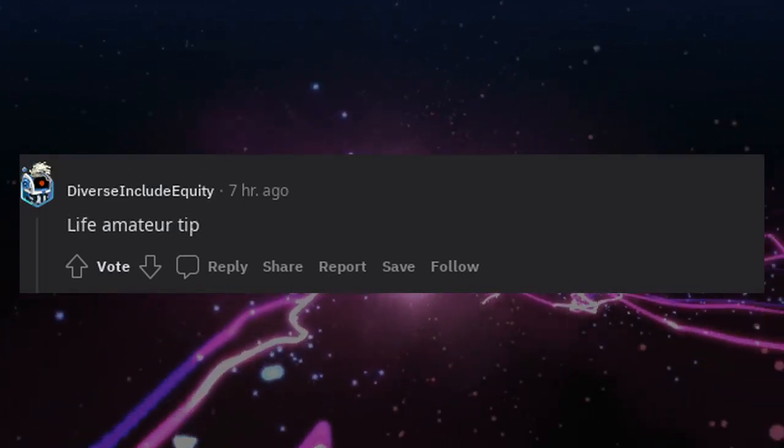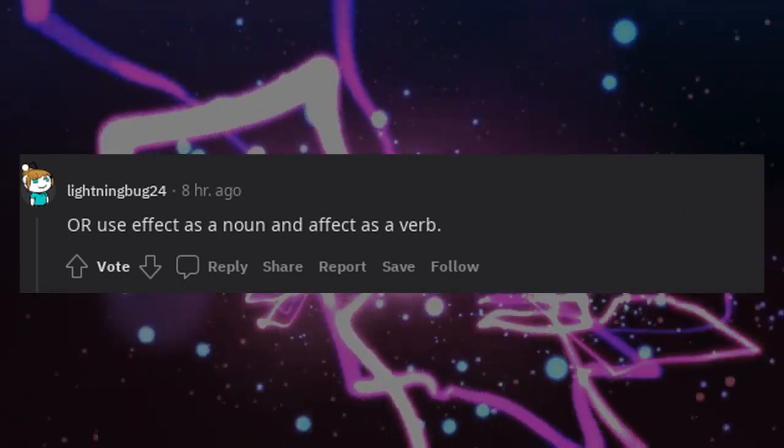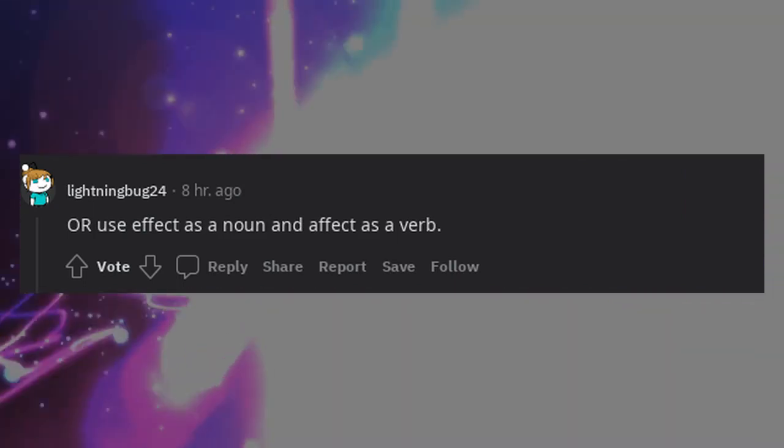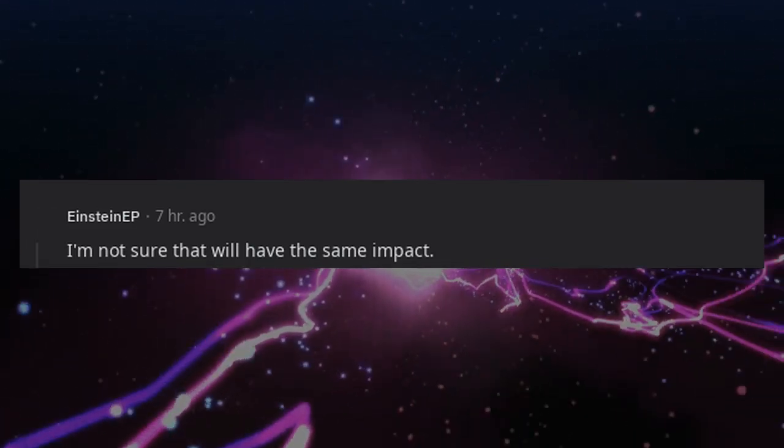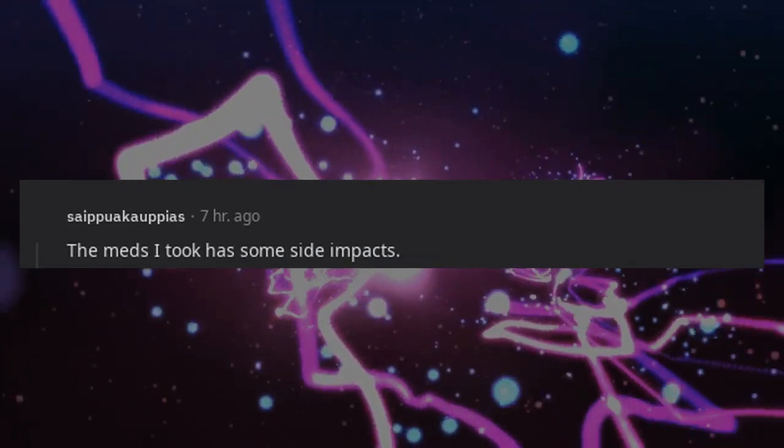Life amateur tip. OR. Use effect as a noun and affect as a verb. I'm not sure that will have the same impact. The meds I took has some side impacts.